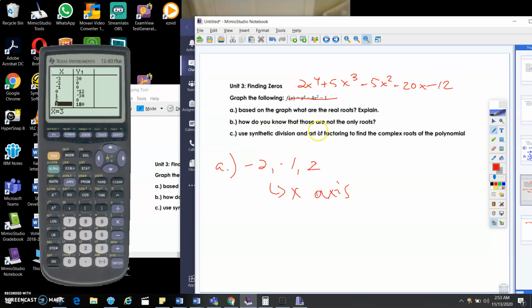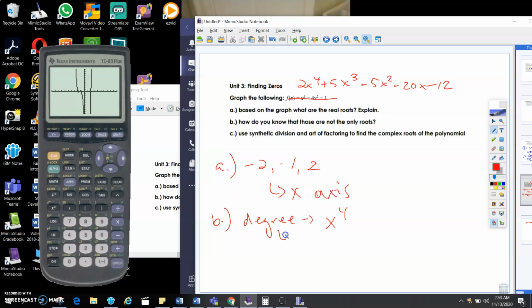Okay, so how do you know that those are not the only roots? Well, if we look at our degree, the degree of the polynomial is x to the 4th. So that means that we should have 4 solutions. If we actually look at our graph, we've got this bounce chilling in here somewhere. So one of these is going to have a multiplicity of 2.